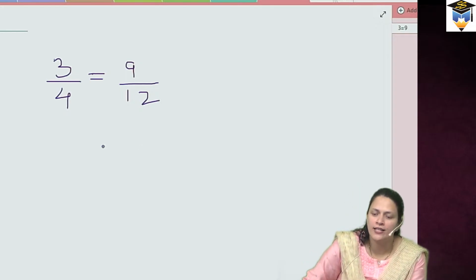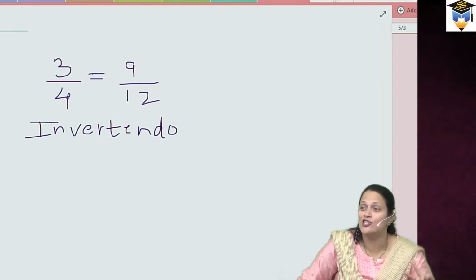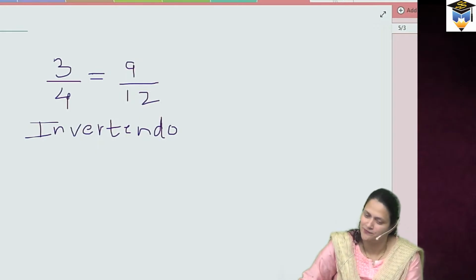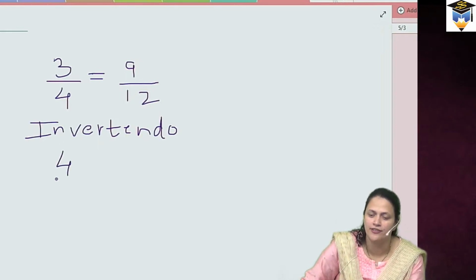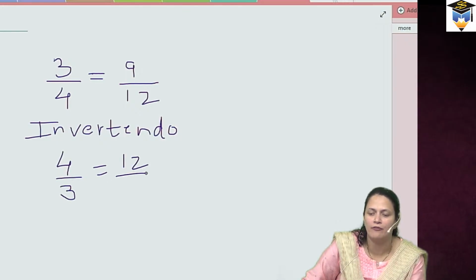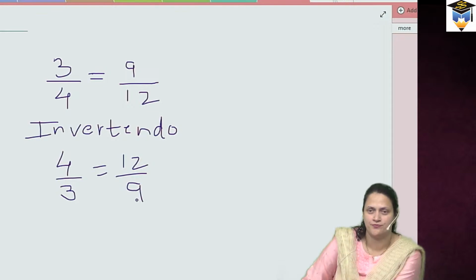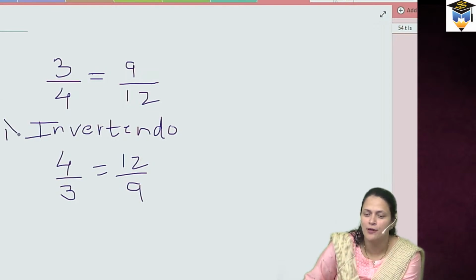Okay. Now let us apply the property of invertendo. As the name suggests, invertendo means what? The numerator and denominator, they are going to exchange places. Correct, ulta, exact opposite. So I'm going to write this down as 4 by 3 is equal to 12 by 9 when I apply invertendo. Understood this property? This is the first property.